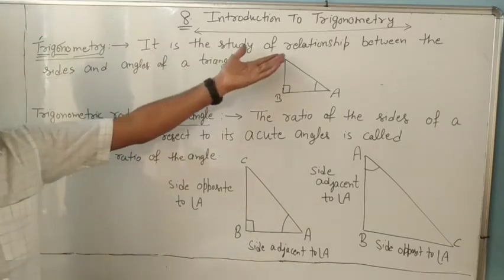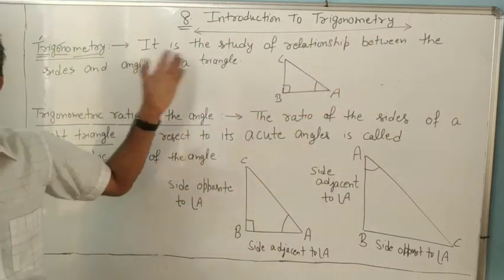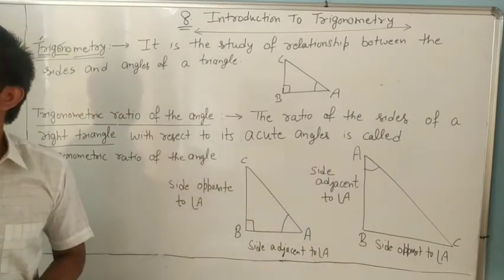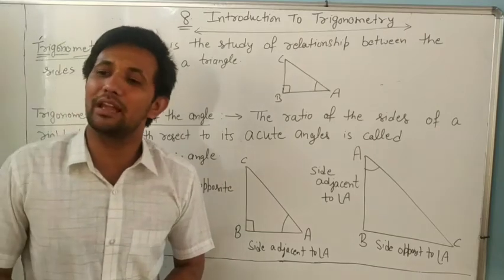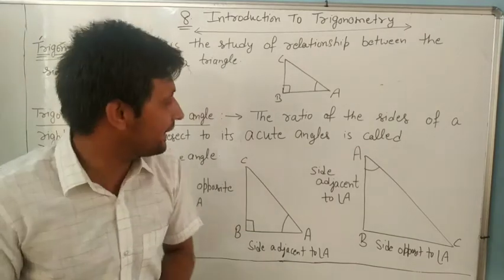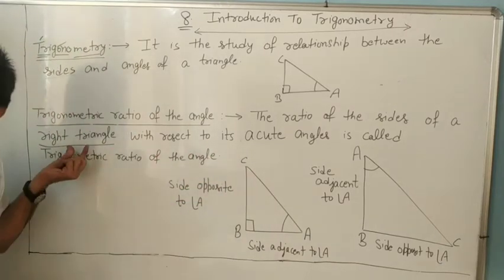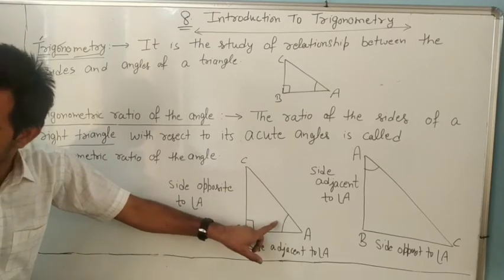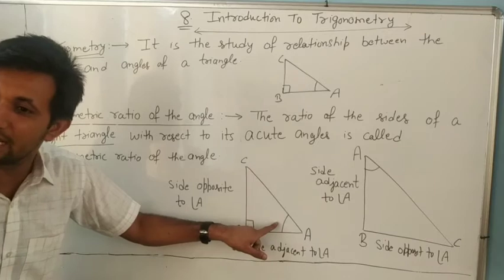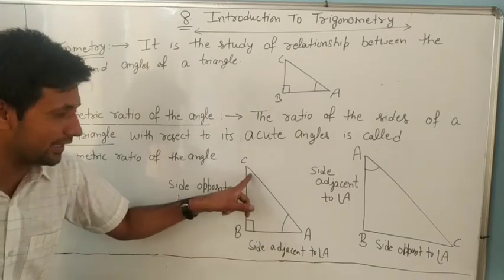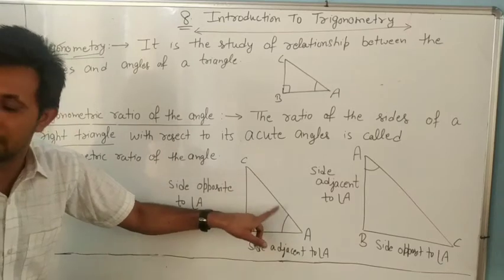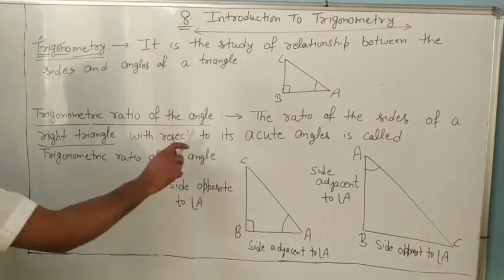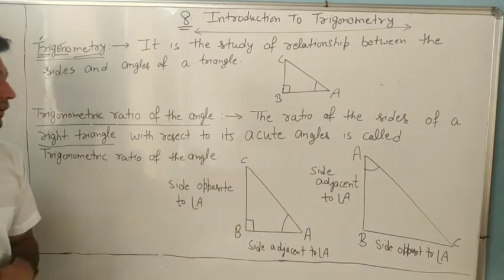I already told you it is the relationship between angles and sides. It is also a relation: ratios of sides with respect to an acute angle. What is the meaning of acute angle, dear? An acute angle means an angle whose measure is less than 90 degrees. Here we are discussing a right angle. If one angle is 90, the sum of the other two angles is 90. So if one is 1 degree, the other is 89. If one is 2, the other is 88. Both are acute angles or not? So with respect to its acute angle, it is called a trigonometric ratio.